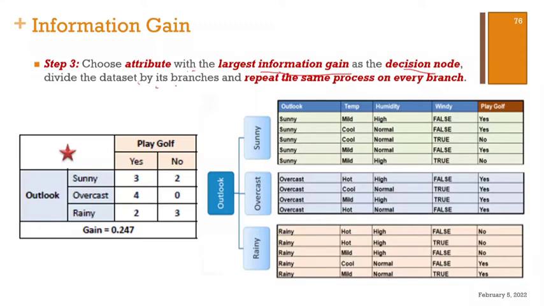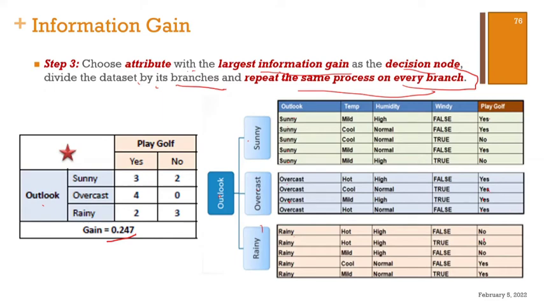Then divide the data by its branches and repeat the same process on every branch. You can see, when I select Outlook, because it has the highest information gain, I go ahead to divide that data. When you have Outlook sunny, these are the samples that fall under sunny. You can see here, yes, yes. Now you can see overcast, all of them yes, yes, yes. You can see rainy: no, no, no, yes, yes, yes.